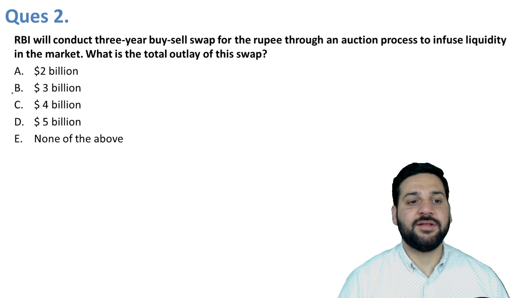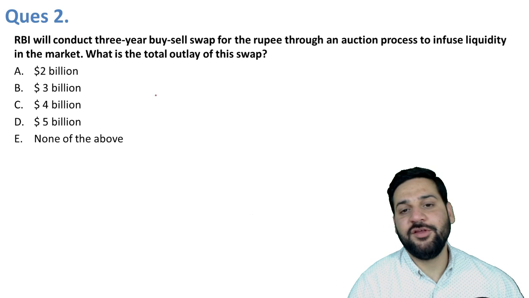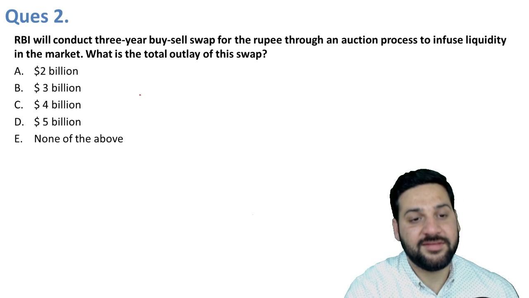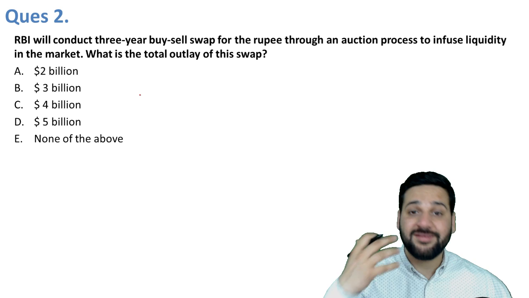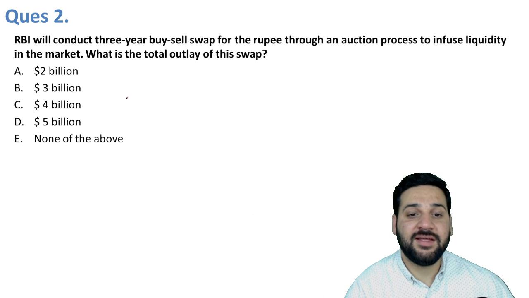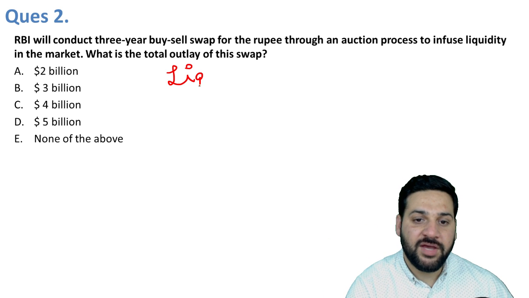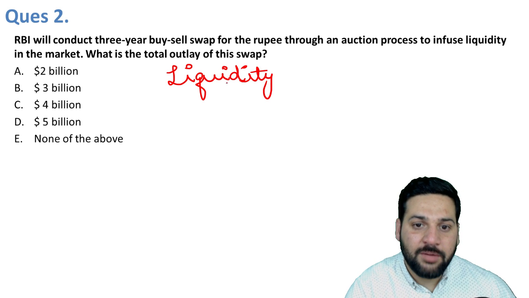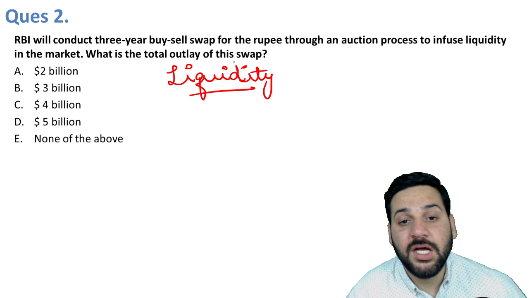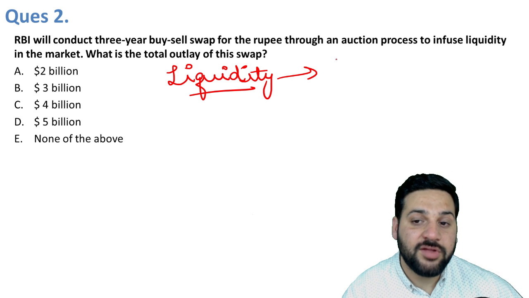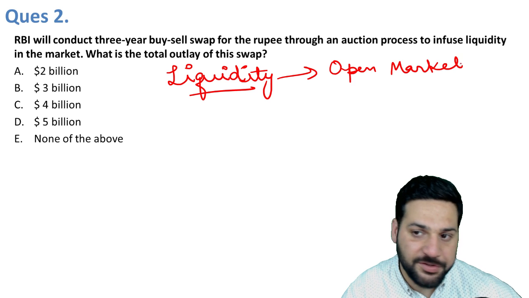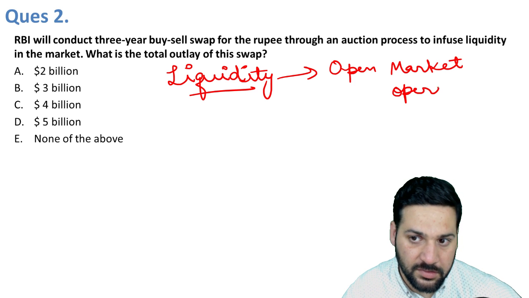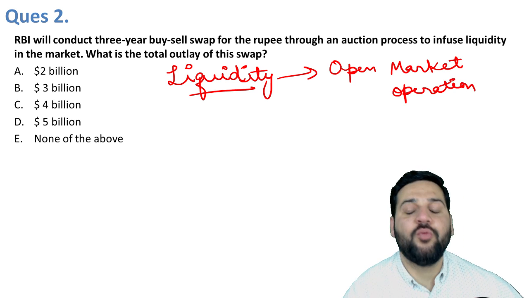And the second question, the foreign currency swap. See students, this is a really important topic, and it is a new thing. Whenever there is a liquidity crunch in the economy, what does RBI do? It uses the open market operations.